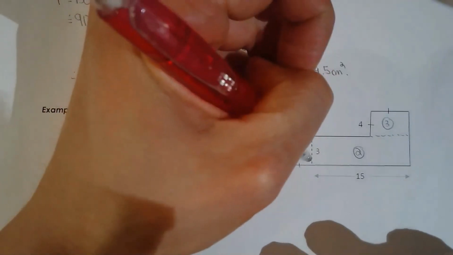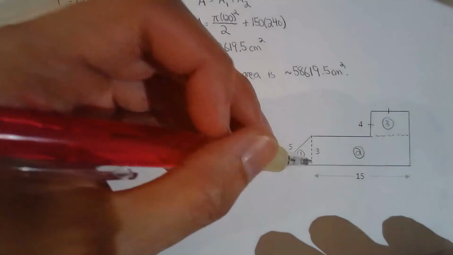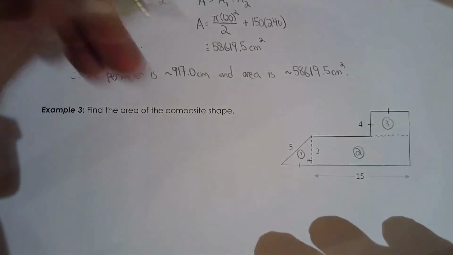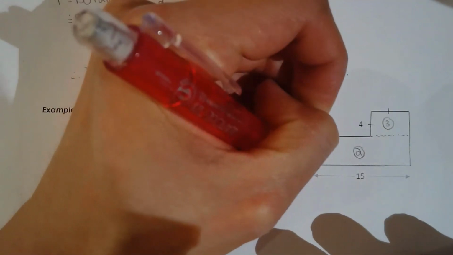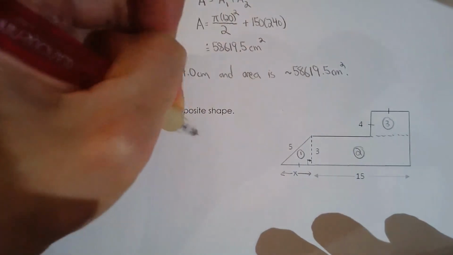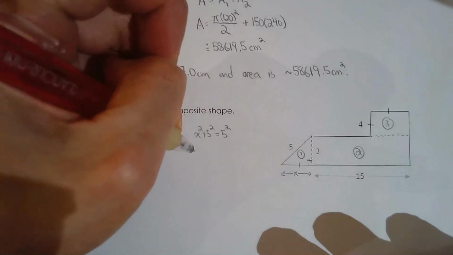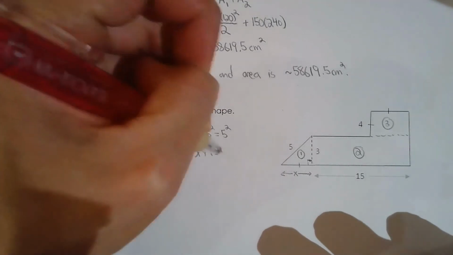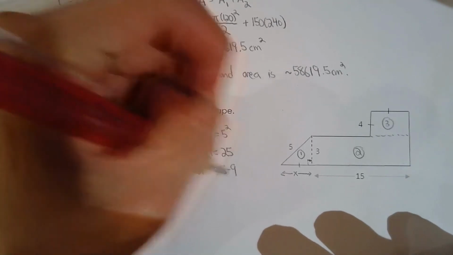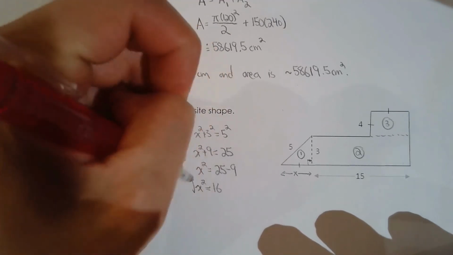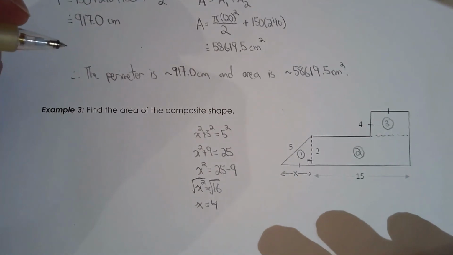And once again, we forgot the marking here, but this is a right angle. Okay. So if that is a right angle, guess what? I can use the Pythagorean theorem. So I'm going to call this x. So x squared plus 3 squared equals 5 squared. Okay, let's do the math. X squared plus 9 equals 25. Subtract both sides by 9. You get 16. Square root both sides. X is 4.